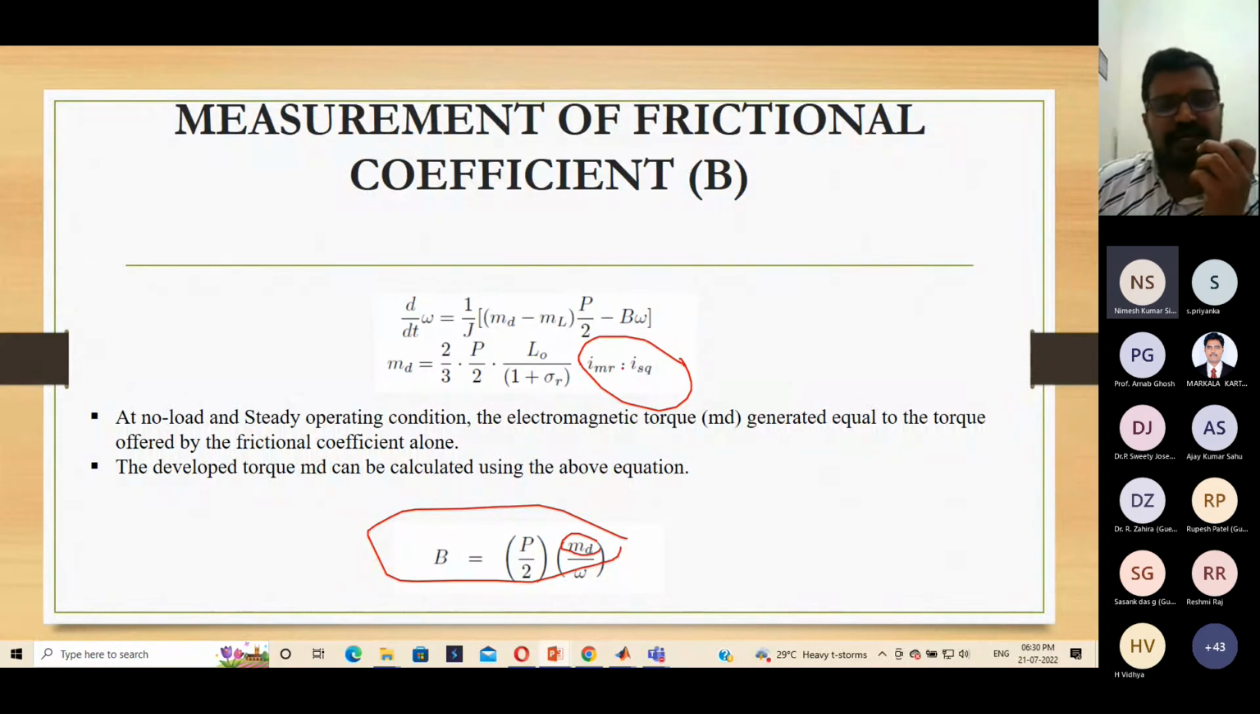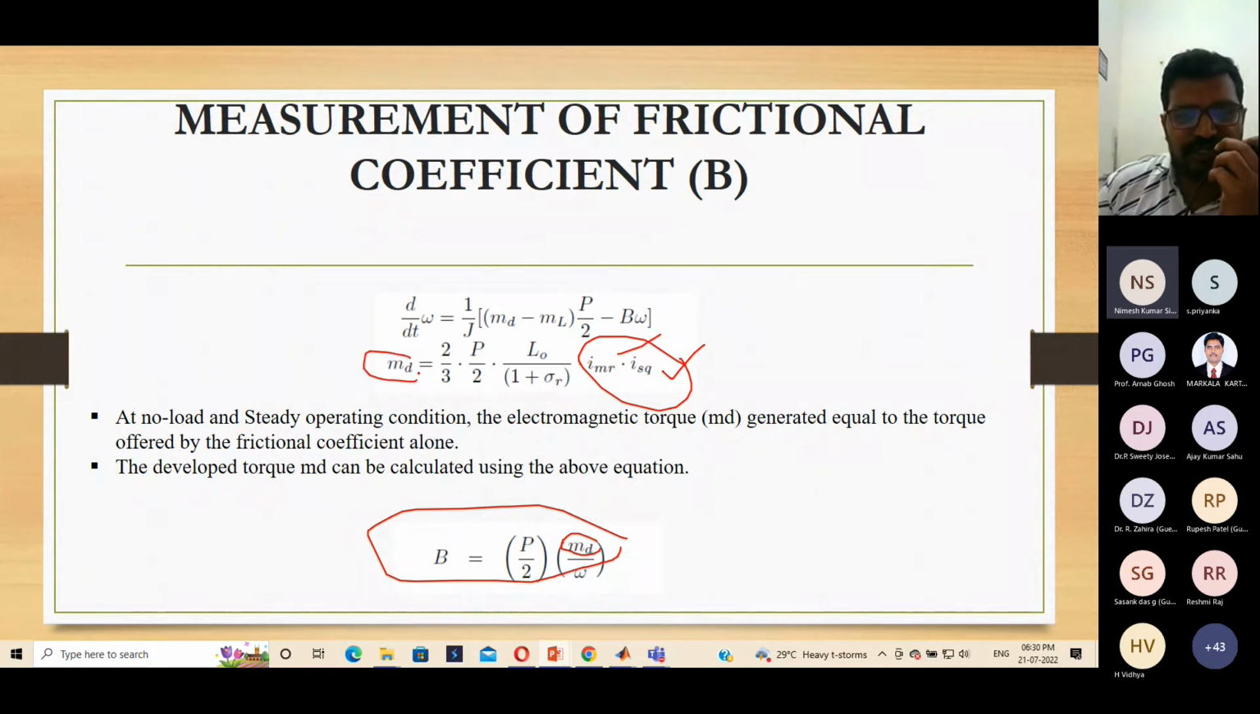How can I get these current values? Already we have seen field oriented control, where you can get ISQ and IMR. With the help of these values you can get this MD. How can I get this L0? You can get it with the help of the electrical parameter quantities from the no load and blocked rotor test. Here P is the number of poles.